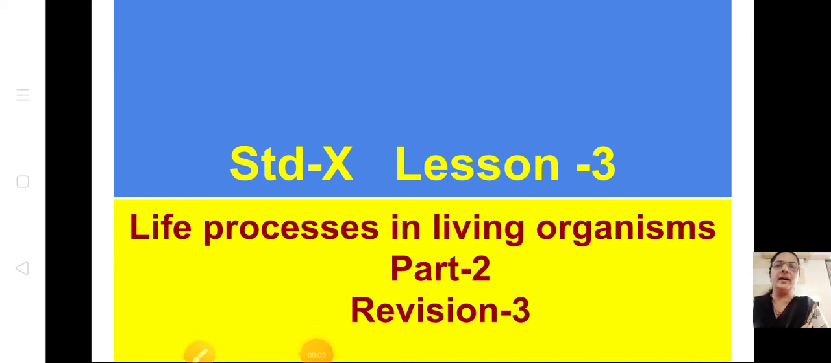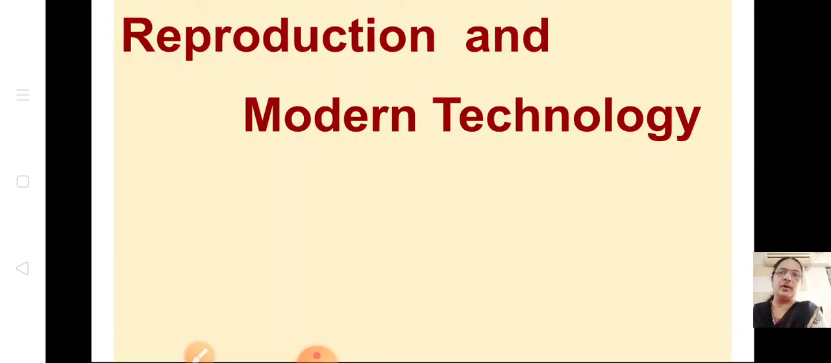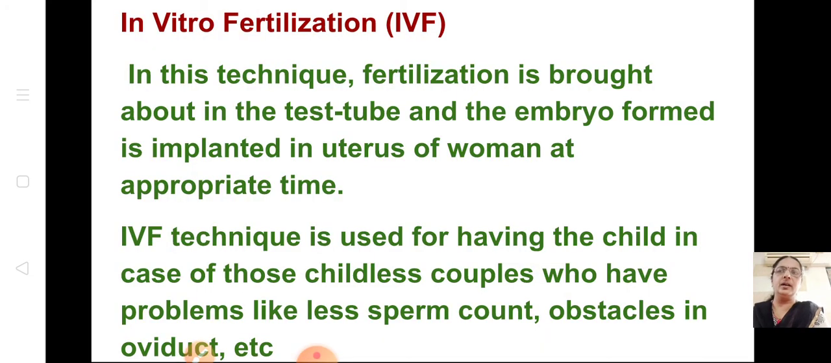Today we are going to revise the last part of the lesson, life processes in living organisms, part 2. Okay, we will say the last part, that is modern technology, reproduction and modern technology. Under this modern technology, we learnt about IVF, surrogacy as well as sperm bank, isn't it?